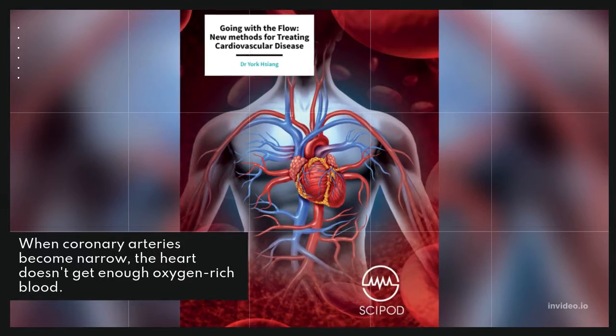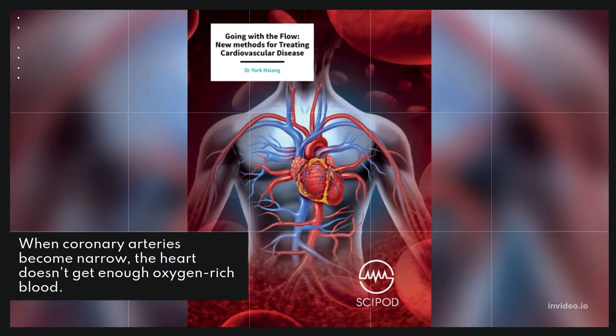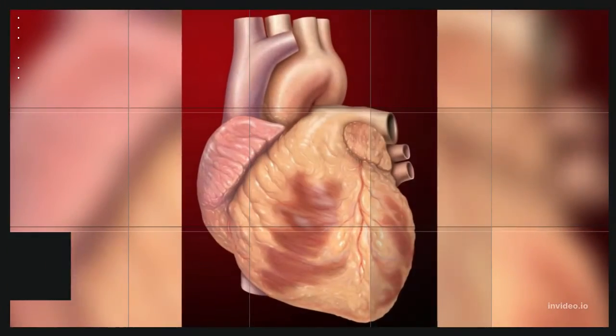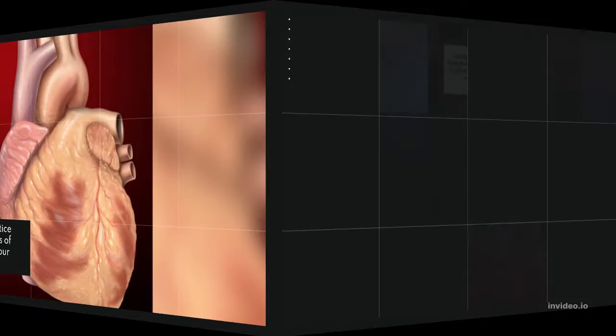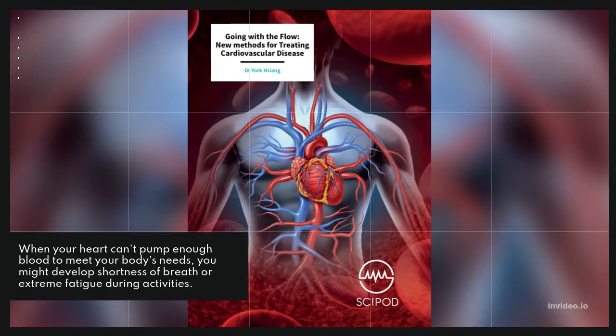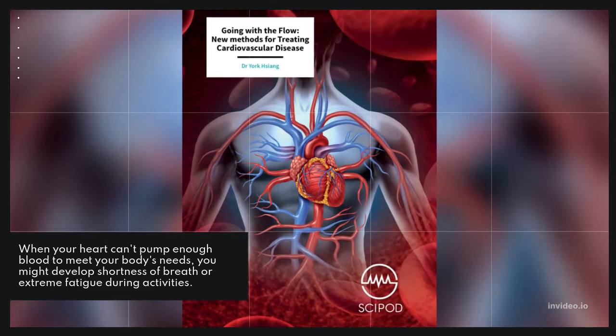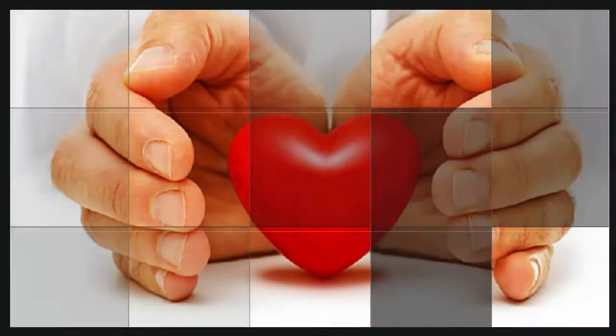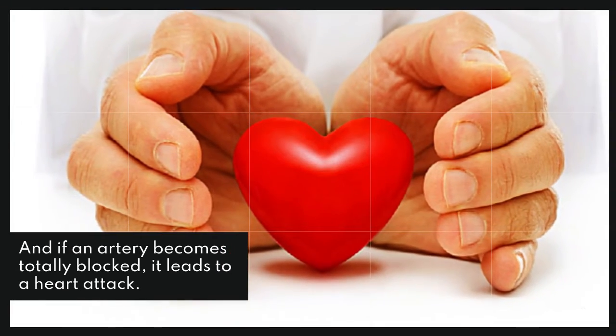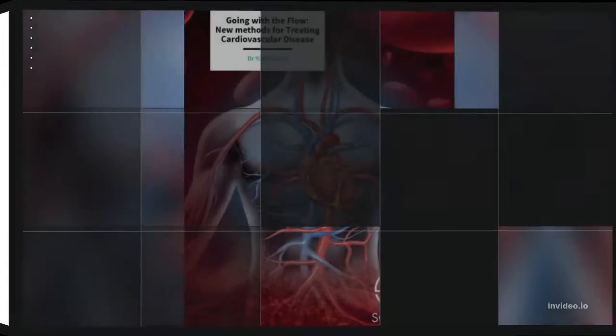When coronary arteries become narrow, the heart doesn't get enough oxygen-rich blood. And you may begin to notice these signs and symptoms of pressure or tightness in your chest. When your heart can't pump enough blood to meet your body's needs, you might develop shortness of breath or extreme fatigue during activities. And if an artery becomes totally blocked, it leads to a heart attack.